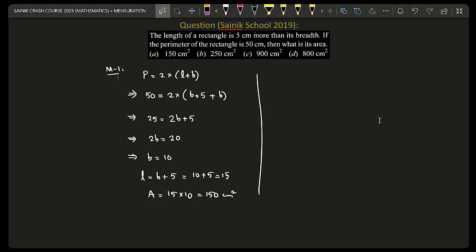That means you are doing the same method, no? As Sriyansh said. Any other method possible? Amshuman? Sir, we can find it in another method also, sir. Can you explain? Sir, the length of the rectangle is 5 centimeters more than the breadth. Then area will be breadth into breadth plus 5.